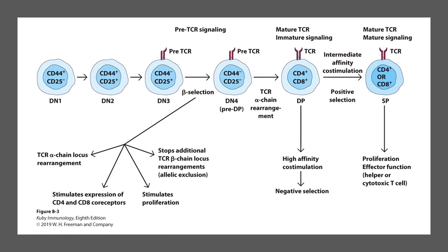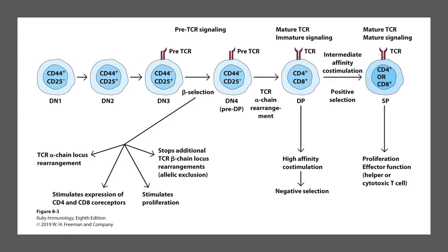So that's basically where we are. This is the double negative 2 stage. We started off as double negative 1. These are the cells that come from the bone marrow into the thymus. They are CD44 positive, CD25 negative. At double negative 2, they start trying to rearrange a functional T cell receptor beta chain or gamma delta chain. They express CD44 and CD25.